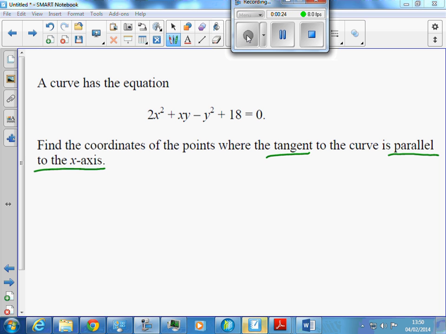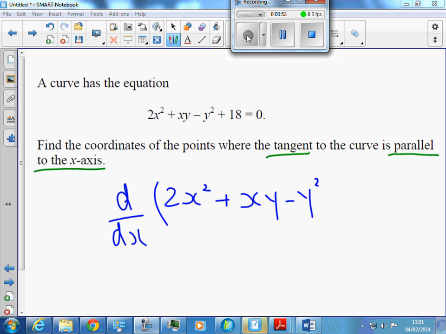in order to work out the tangent, we find dy by dx, and in this case y is not a function of x, like it is in C2. You have to differentiate implicitly. So we find d by dx of both sides. The right-hand side is just 0. So d by dx of 2x squared plus xy minus y squared plus 18 is equal to d by dx of 0, which is just 0.